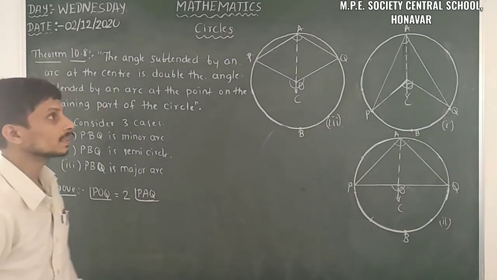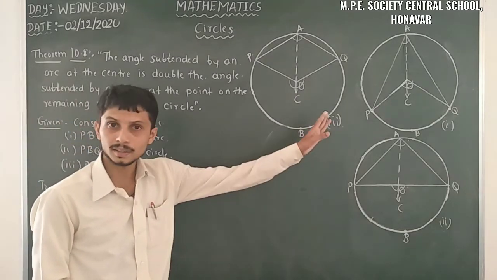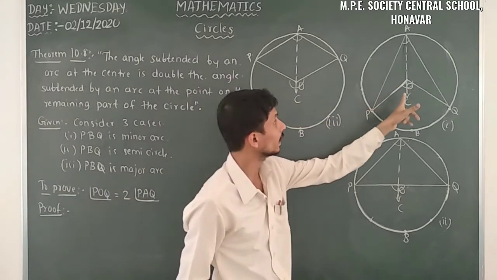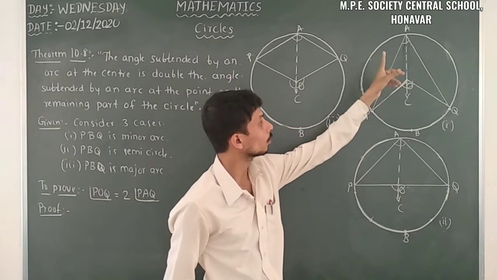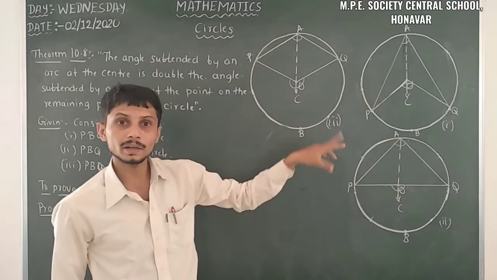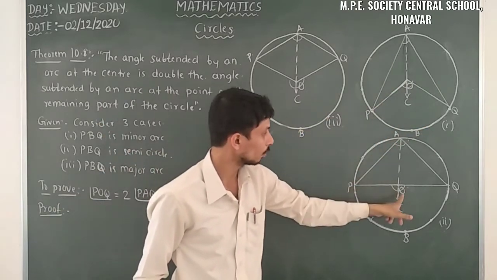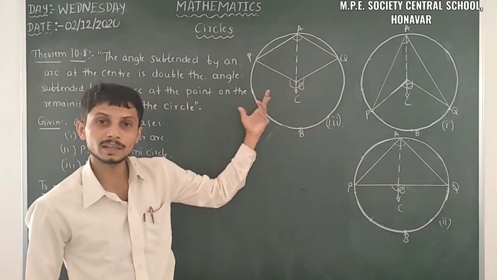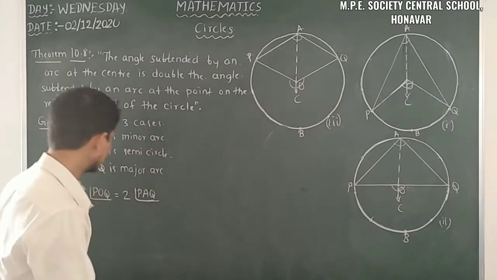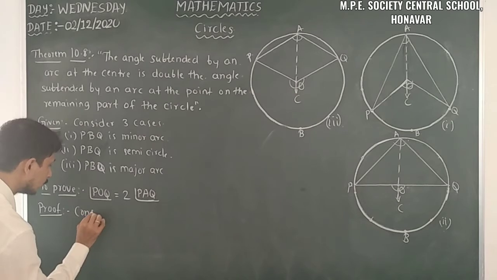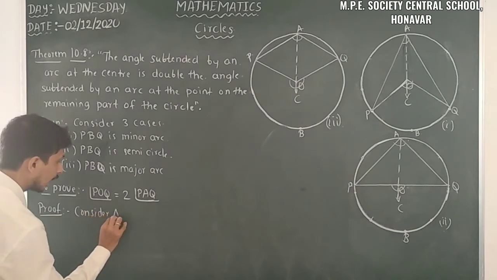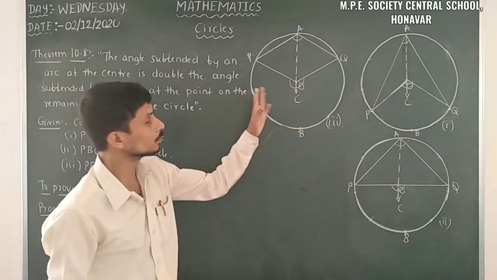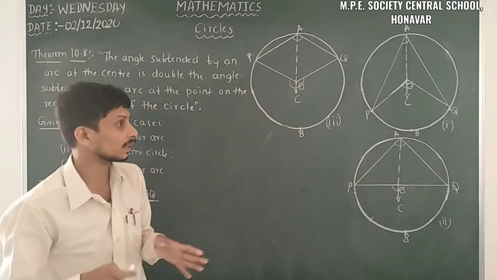So let us consider 2 triangles. In each and every case there are 2 triangles, that is PAO and QAO. Here also PAO and QAO. Here PAO and QAO. So we can take those 2 triangles. Firstly consider triangle PAO. In that triangle PAO, just observe whether there are any equalities.